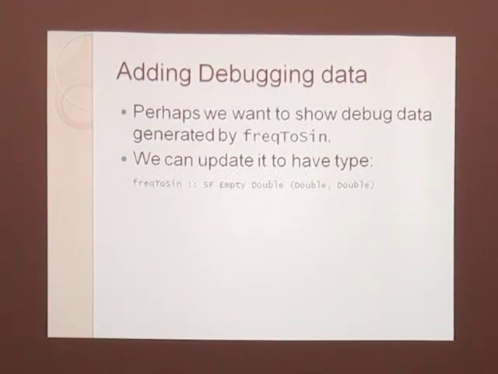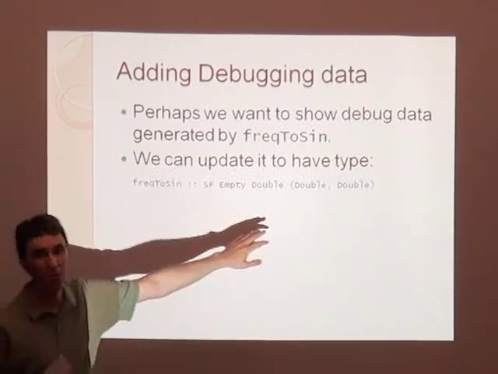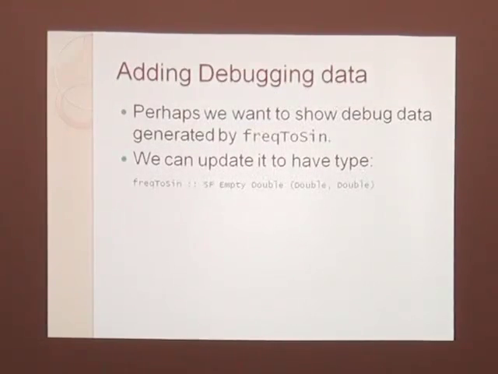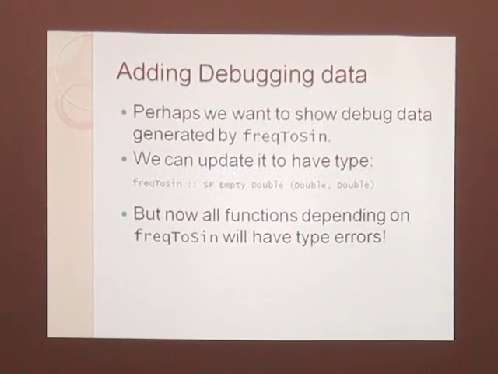And this sucks, because now everything that depends on freq to sine is going to fail to work anymore. Because instead of just returning a double, which was the answer, this second double is the debug value. That's a real pain. Even our original graph function is not going to work that we just wrote.